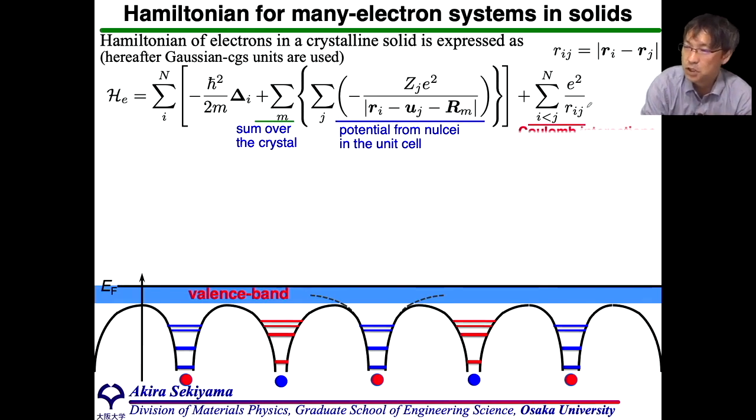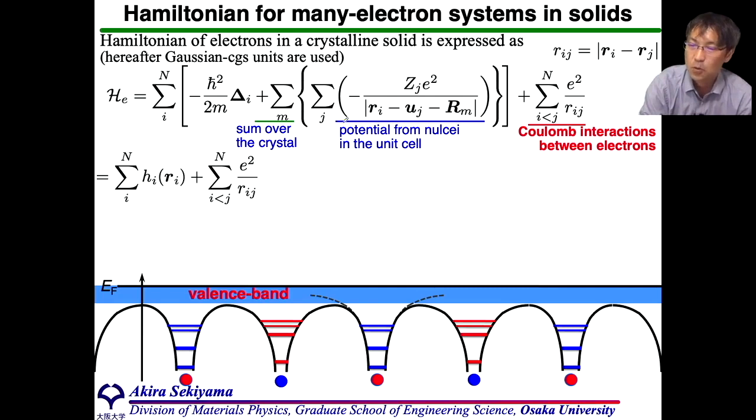Furthermore, we need to consider the Coulomb interaction between electrons. These two terms are categorized in the one-electron Hamiltonian. Therefore, we can rewrite the total Hamiltonian like this one. So the first terms stand for the kinetic energy of electron and potential, and second term stand for the Coulomb interaction. Here it should be noted that I use the Gaussian CGS unit.